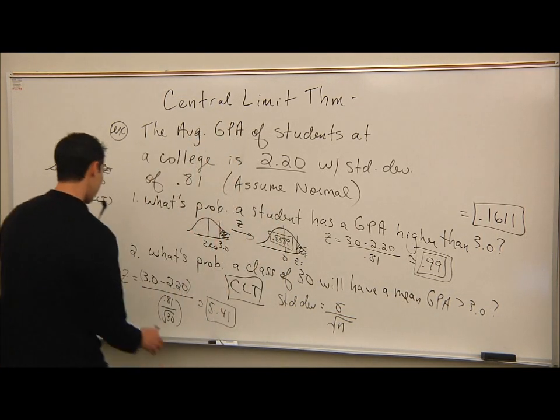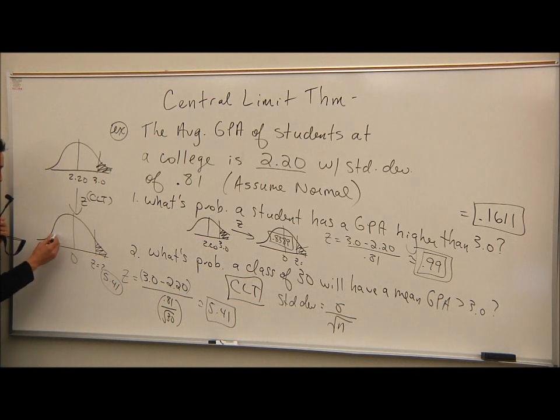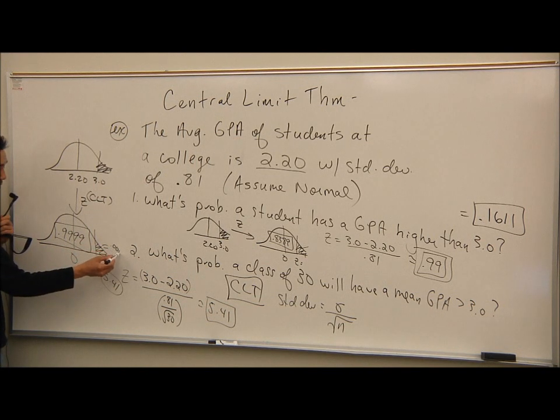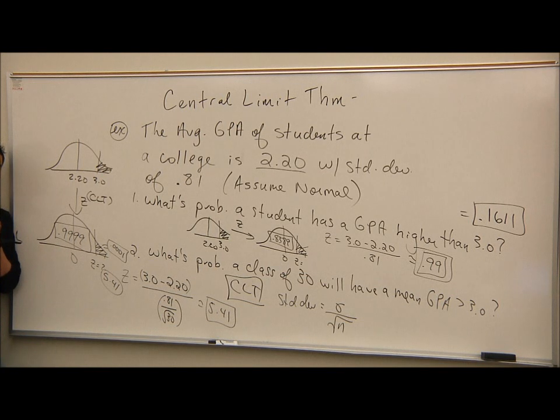Okay? So they're saying once you get past a certain point, you can go ahead and use this as 0.9999, which means this area is very close to 0.0001. And in fact, it's smaller than that because we're even further out. Okay? So the original question, what has a better chance of happening? A single person having a GPA higher than 3.0, which had a 16% chance, or a whole class of 30, the mean of that class having a GPA higher than 3.0. It's almost close to 0. Okay.